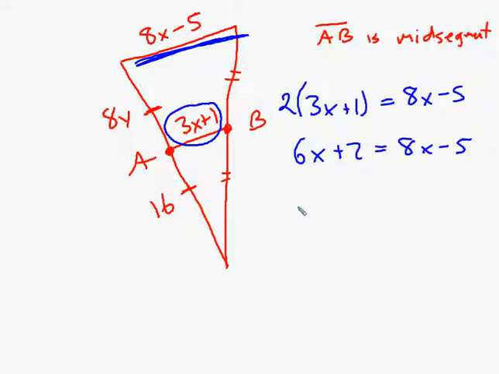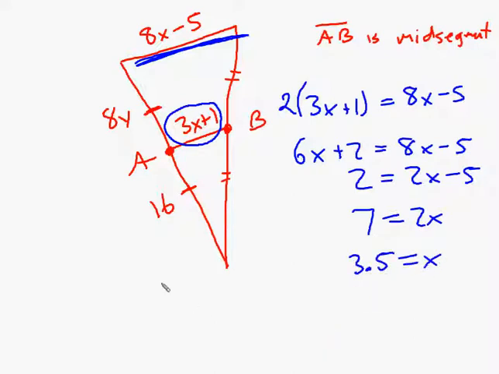Now what? Subtract the 6x. So we get 2x minus 5. Now what? Add 5. We get 7. And then divide by 2. X is 3.5. How do I get y? 8y equals 16. So y equals 2.